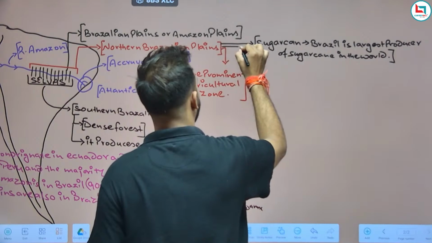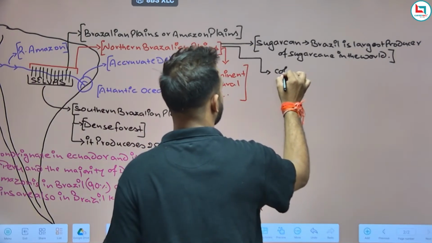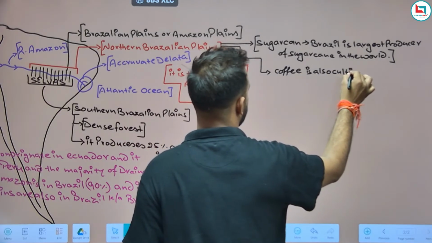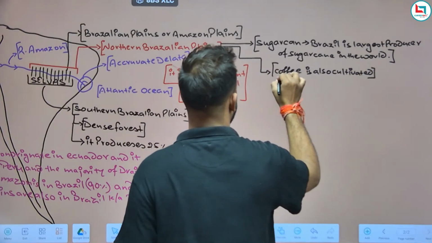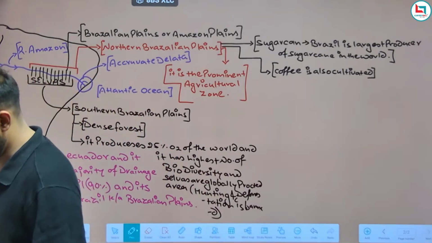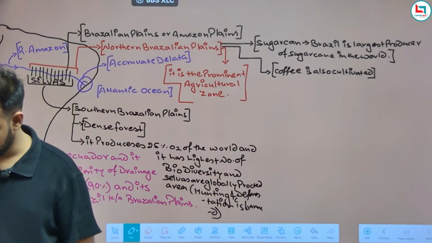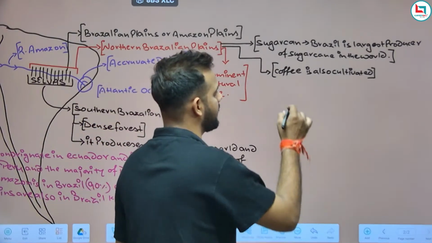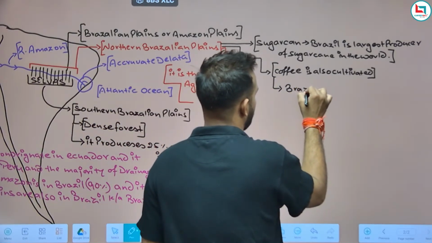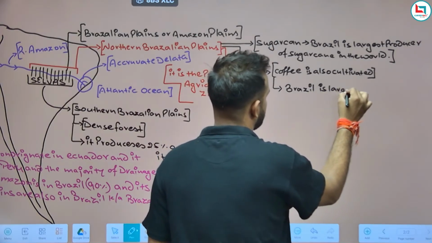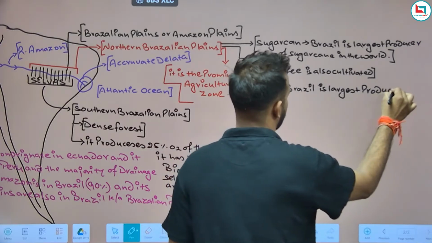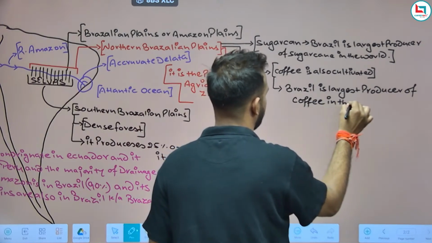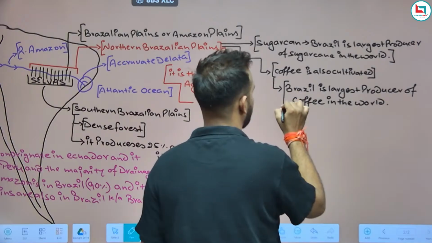Remember this. After sugarcane, coffee is also cultivated. And coffee comes under plantation agriculture. Remember one thing, that coffee is under plantation agriculture. When we talk about coffee, Brazil is the largest producer of coffee in the world.